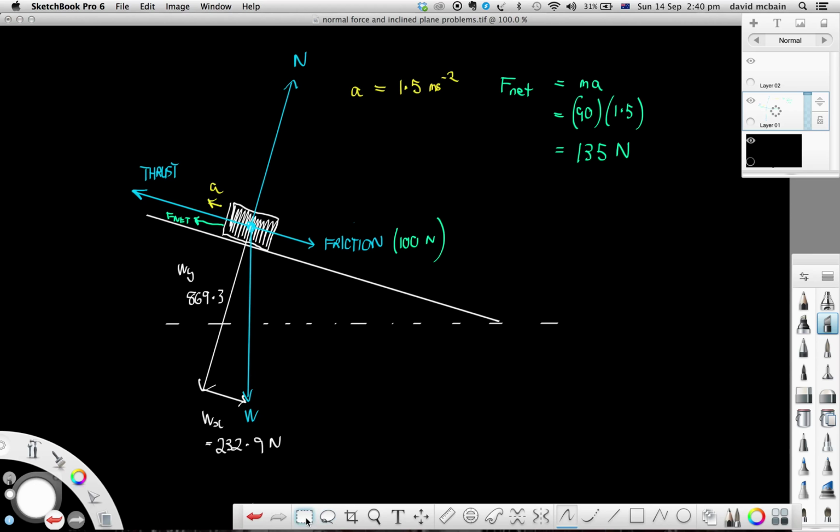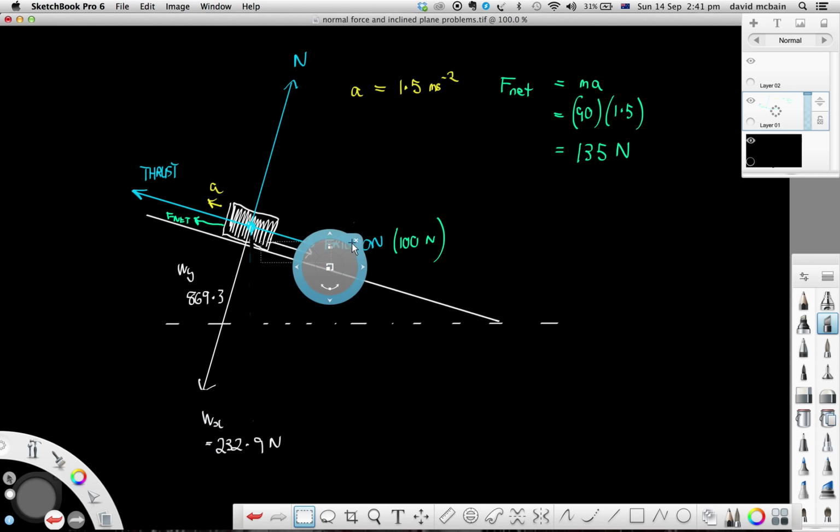But so now what I can do, I can erase that weight because we've found its components. So we can just pretend it's not there anymore because we've found these two components which together act as the weight force. And I will move this component here. I'll move that component to there, all right?